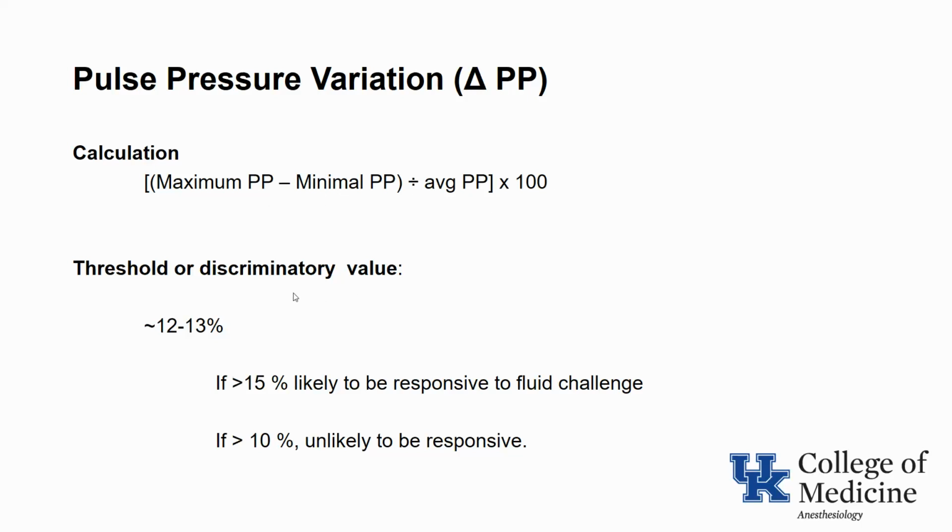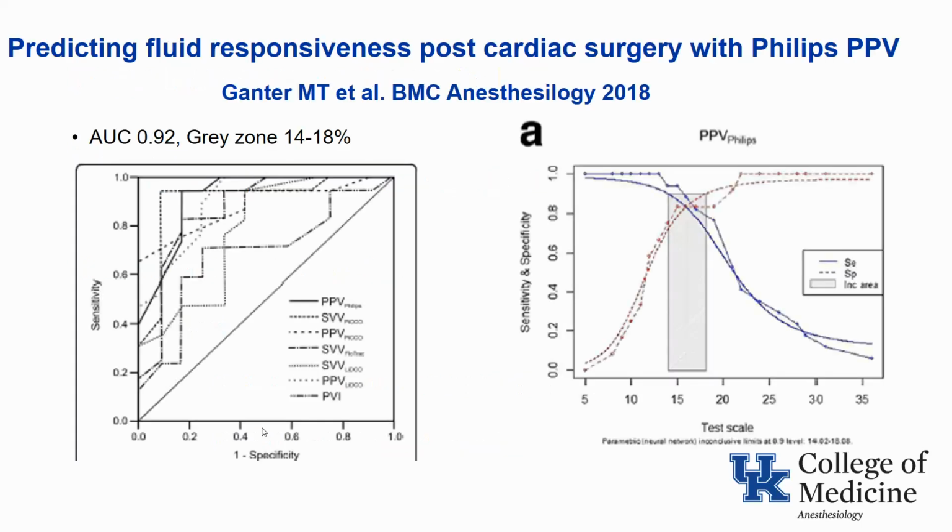The threshold or discriminatory value for detecting fluid responsiveness varies, but on average is found to be around 12 to 13%. If it's greater than 15%, the patient is likely to be fluid responsive. If it's less than 10%, they're unlikely to be fluid responsive. If it's in this gray zone, there's about a 50-50 chance of it reflecting fluid responsiveness.